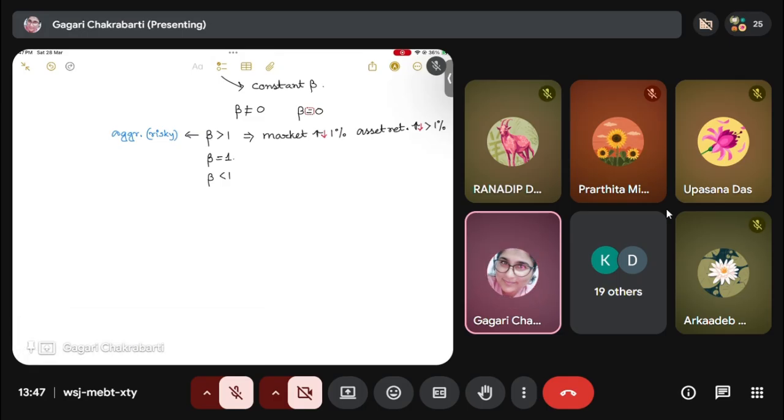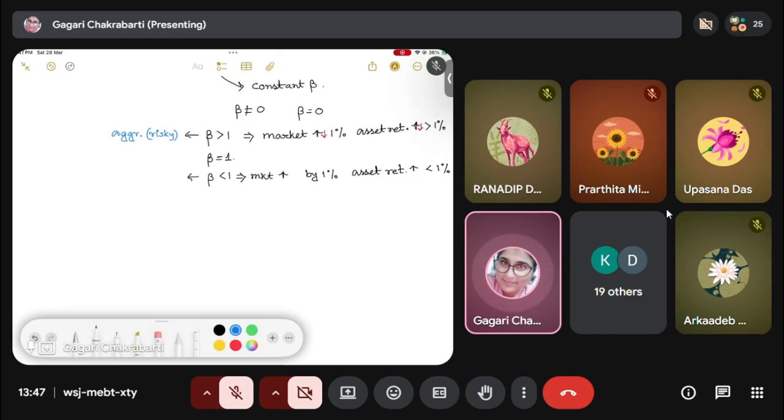asset. Now come to the other extreme, where beta is less than 1. এখানে কি হবে? If the market rises by 1%, then the asset return will rise by less than 1%. তাহলে এই ধরনের যে অ্যাসেট গুলো, these are called defensive assets.